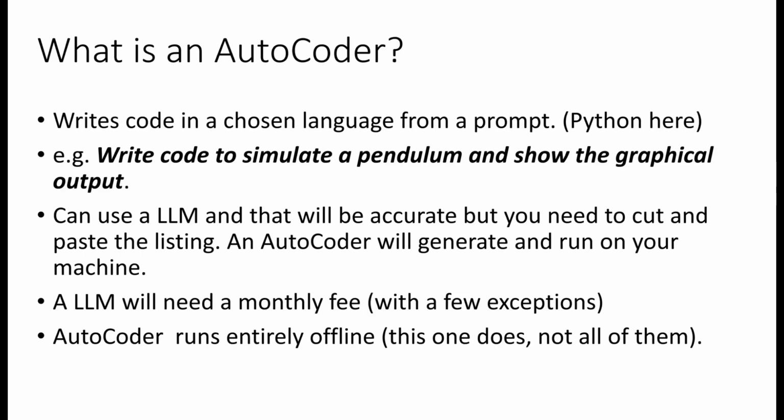Okay, now the demos are over. What's an autocoder? An autocoder writes code in a chosen language from a prompt. In this case, we're using Python. For example, the prompt might be: write code to simulate a pendulum and show the graphical output.